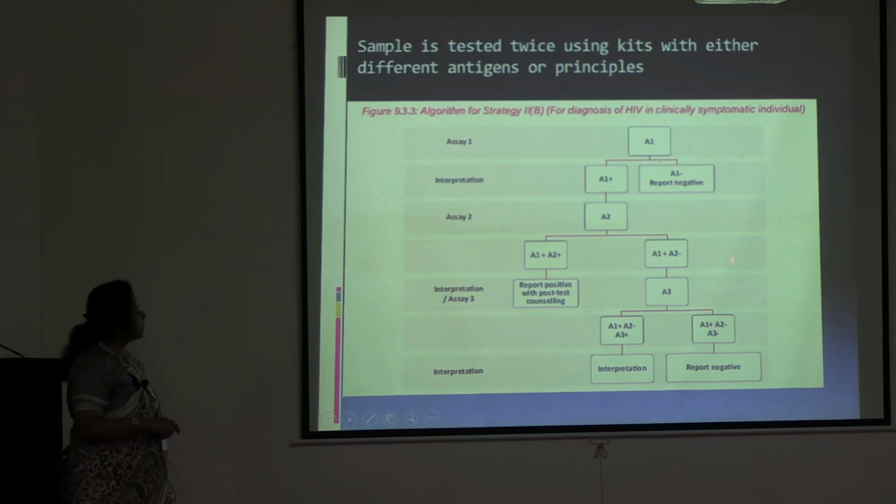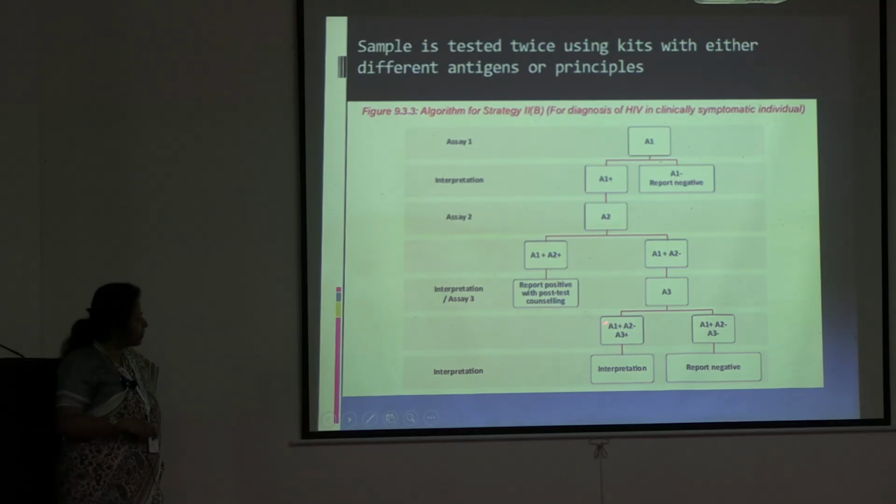Now another scenario is the first test is positive, the second is negative. Then you have to do the third test. Now what can be the scenarios? It can be first positive, second negative, third positive. That is one interpretation we have to make. In this we say it is indeterminate. We cannot come to a conclusion, so it is inconclusive.